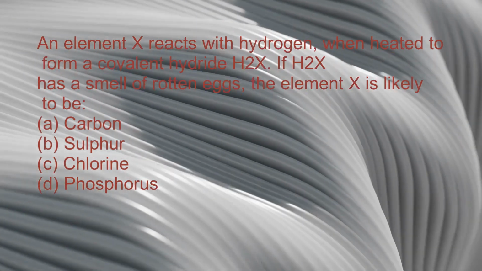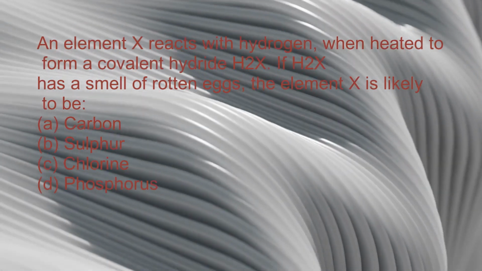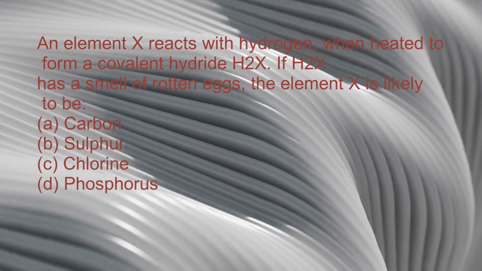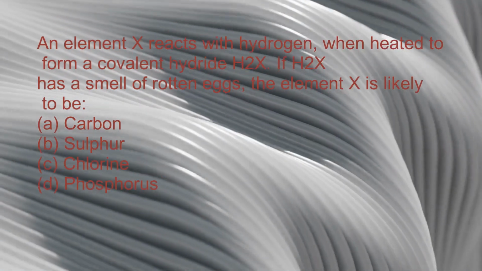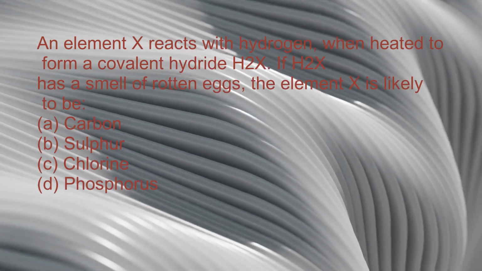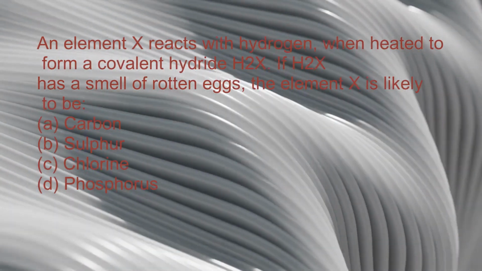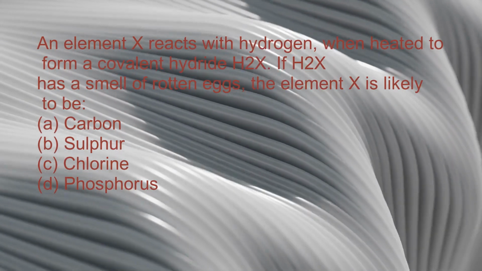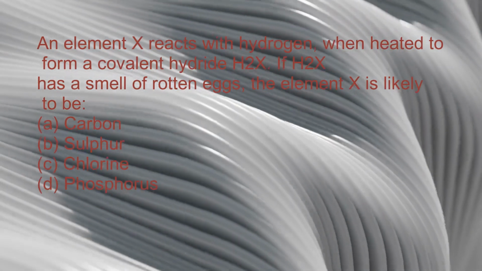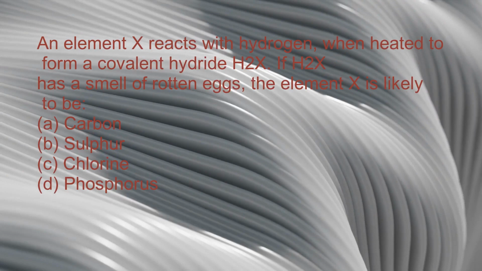An element X reacts with hydrogen when heated to form a covalent hydride H2X. If H2X has a smell of rotten eggs, the element X is likely to be: A. Carbon, B. Sulfur, C. Chlorine, D. Phosphorus. Solution: option B. Sulfur is the answer.